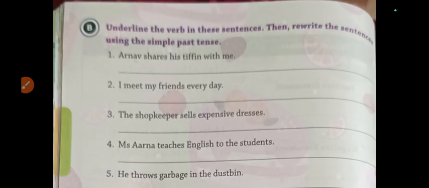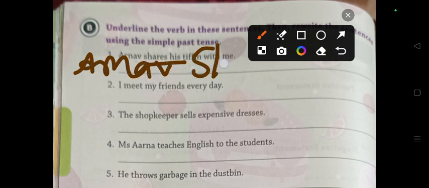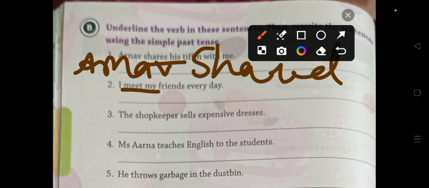Now the next question: underline the verb in these sentences, then rewrite the sentences using the simple past tense. For example, Arnav shares his tiffin with me. So here the verb is shares. So we will write here share, shared. ये हो जाएगा, Arnav shared his tiffin with me. Next, meet will change into met.